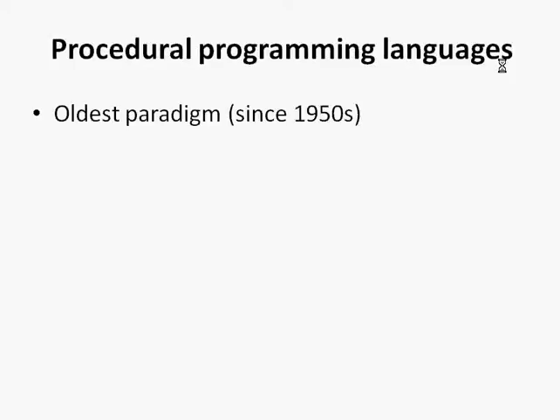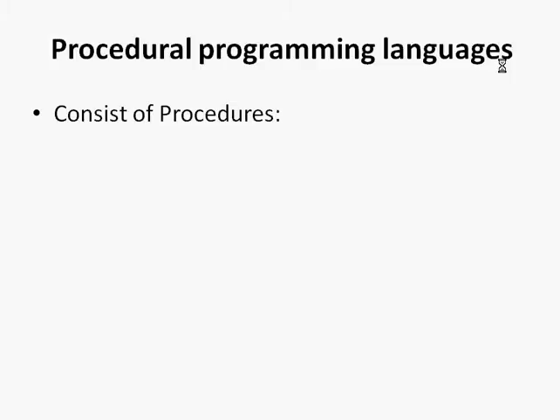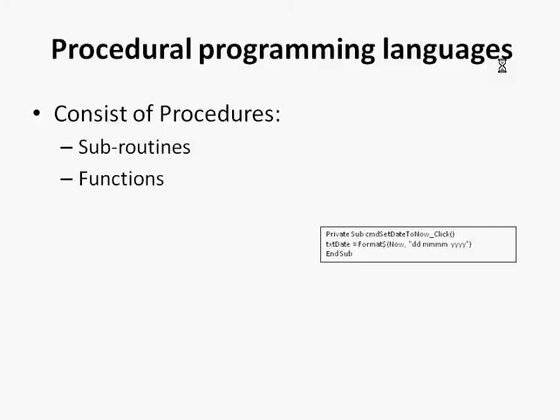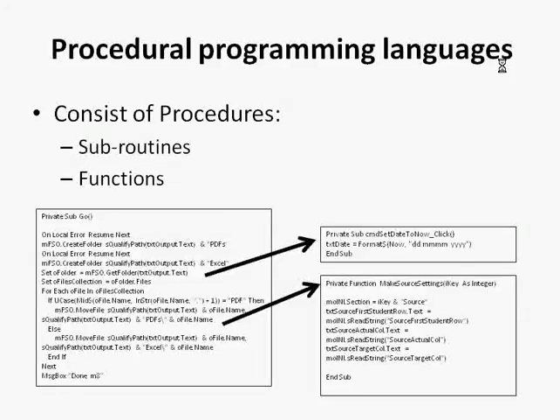Procedural programming languages have been around since the 1950s. Examples are BASIC, which is the very first version of what has turned into Visual Basic and VisualBasic.net. There's COBOL, which might look a bit like that, Fortran, Pascal. Procedural programming languages consist of procedures, such as subroutines and functions. What this means is you'll have blocks of code that will do certain jobs, and these blocks of code are called from a main procedure. So the top one on the right here could be a function, it could be a subroutine, this one could be a function, and these are called from a main procedure.